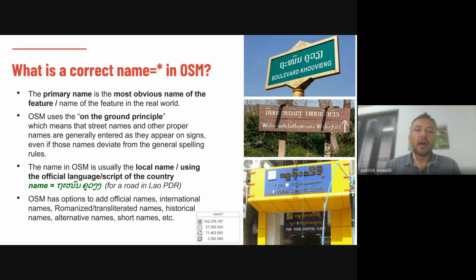Yeah. Of course, OpenStreetMap has options to add additional names. It has options to add the English name. It has options even to add any country's name. It has the option to add transliterated names and other short names and so on. Yeah. And the name tag is used 100 million times in Myanmar, according to the latest statistics. So it's quite an important tag. But let's go a bit more into detail.